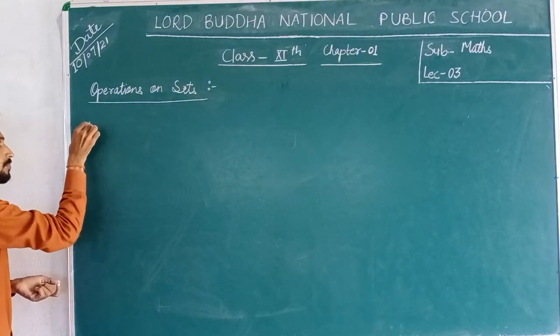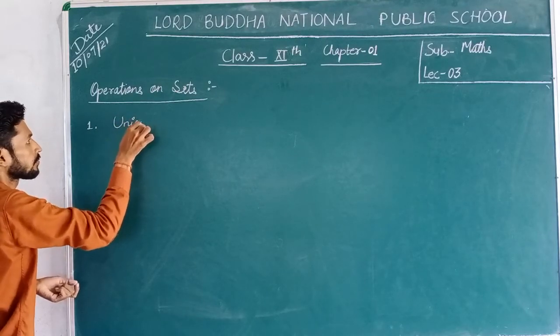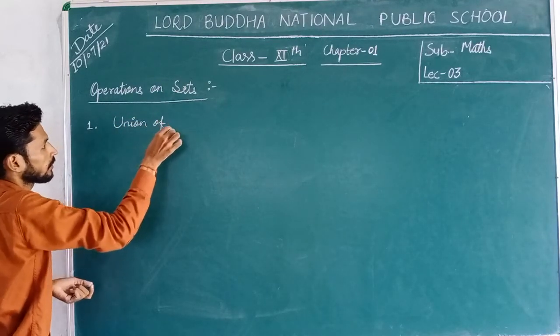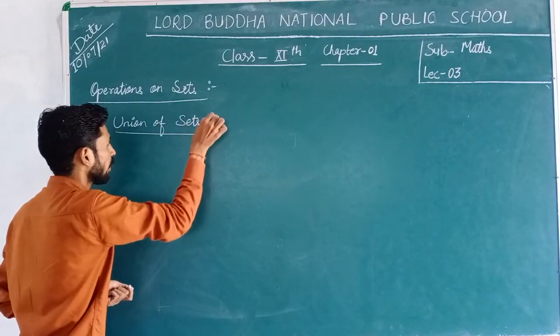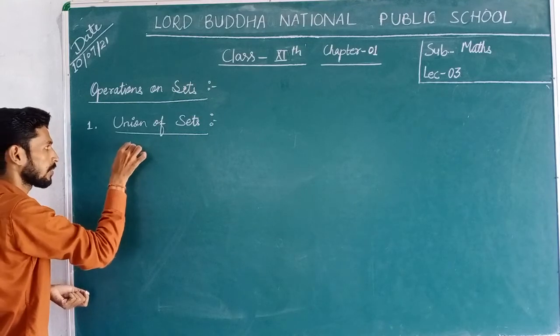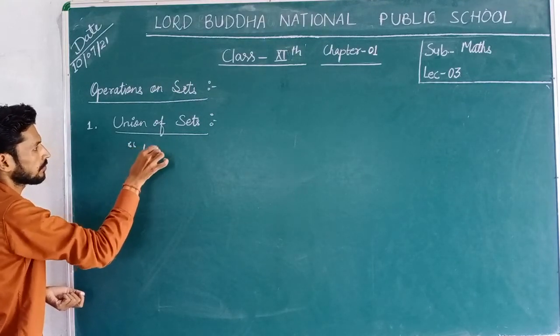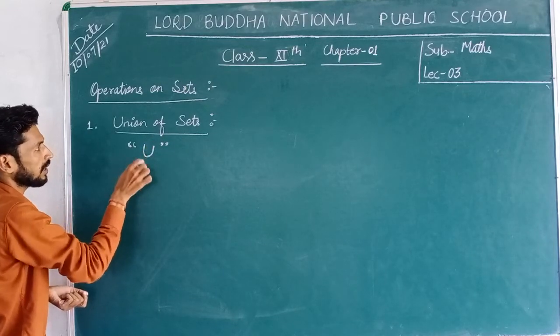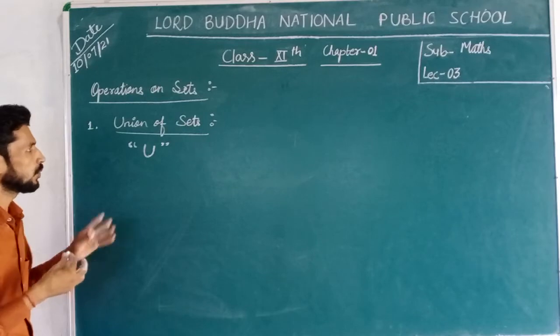First point is union of sets. What is the union of sets? The symbol of union is U, like this. This is the symbol of union. And what is the union of sets?